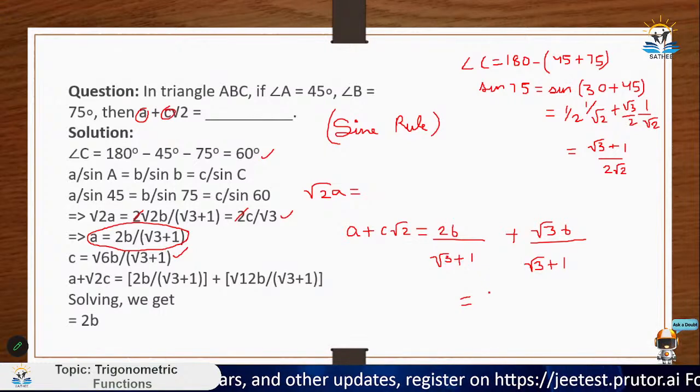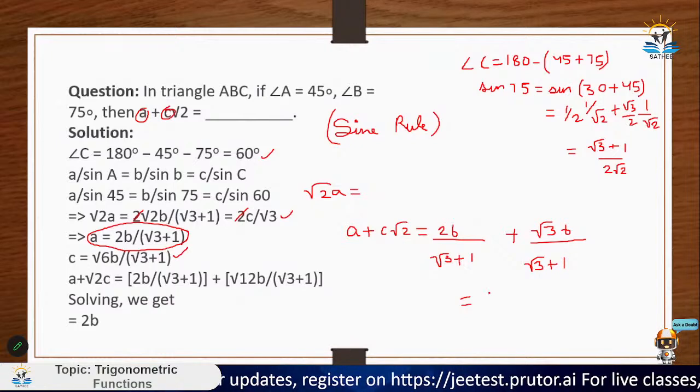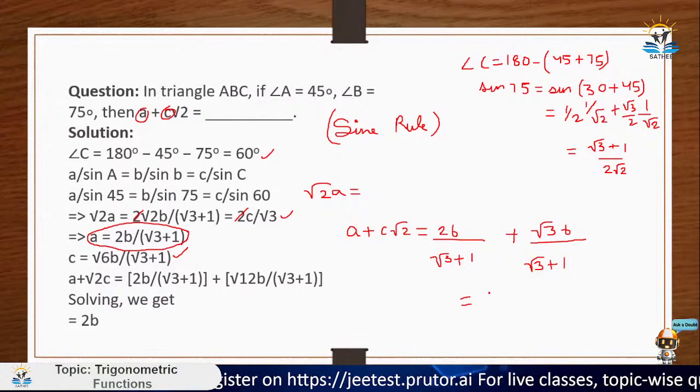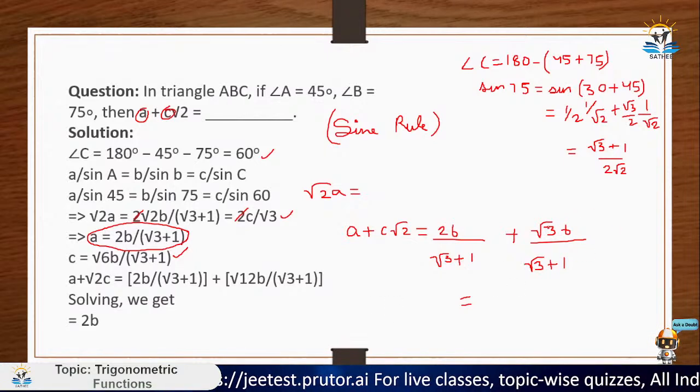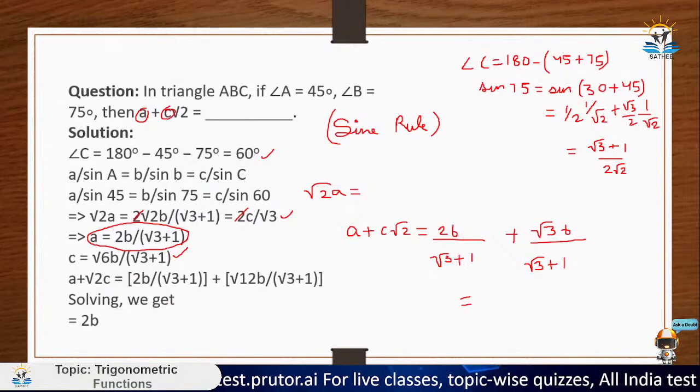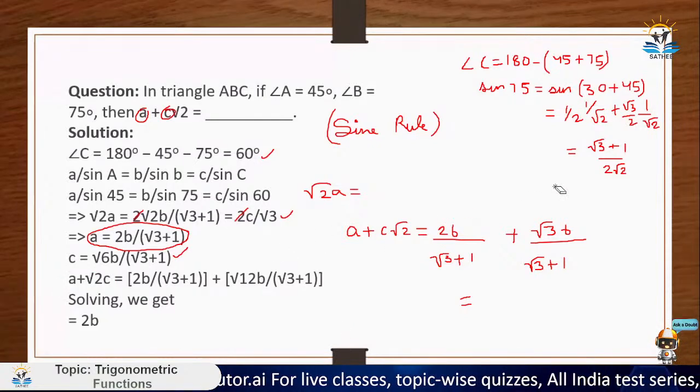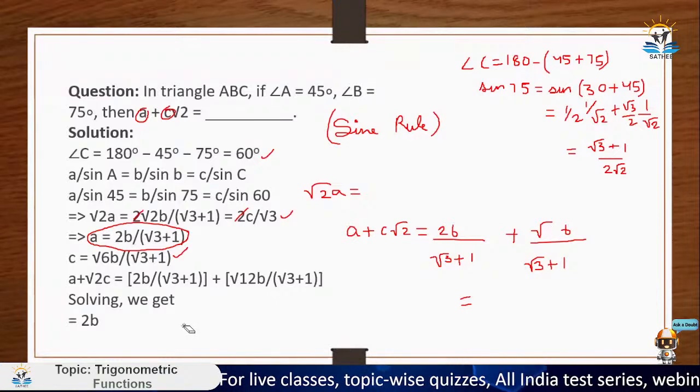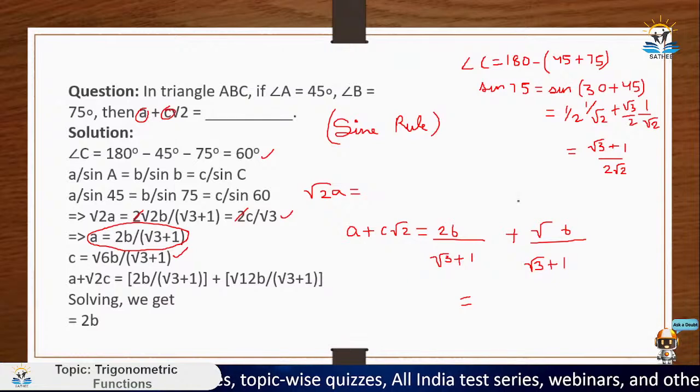One second. I missed something, I think. A plus root 2c. Okay. You have multiplied it, no? So you will get root 12, not root 3, sorry. You are not dividing, you are multiplying. I divided it somehow. So you will get root 12 here, since you are multiplying 6 by 2.